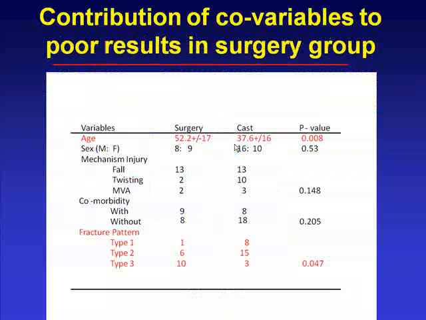Since both age and fracture pattern affect ankle scores, we wondered if age and fracture pattern contribute to the poor outcome observed in the surgery group. And yes, indeed, as you can see in red, surgery patients are older and have more type 3 fractures.